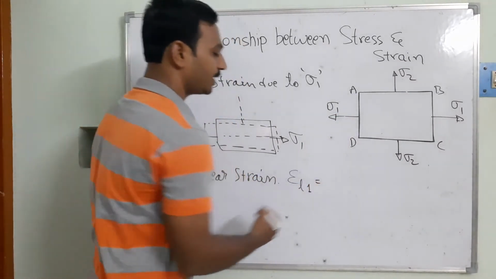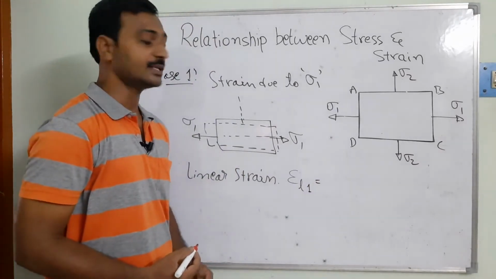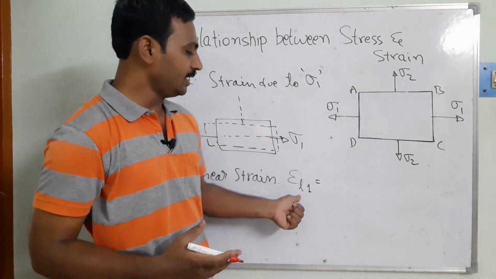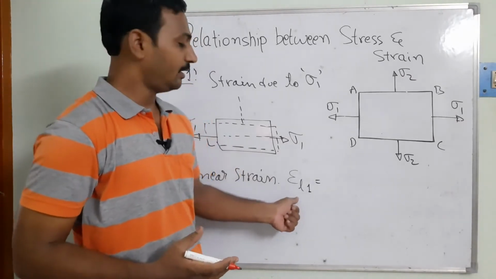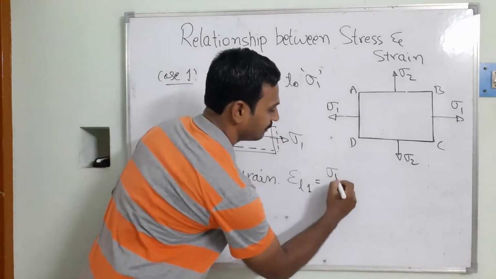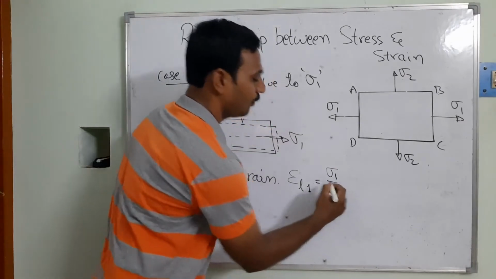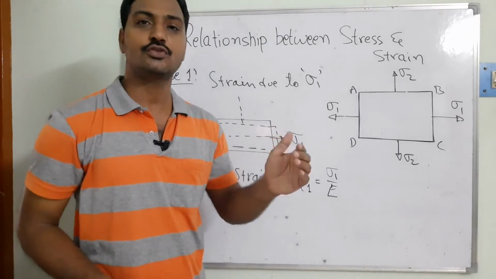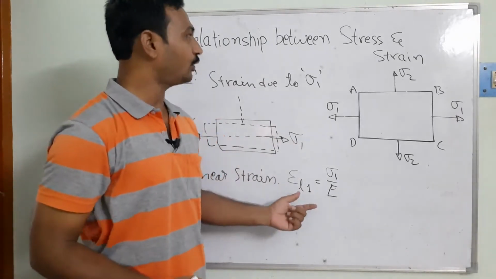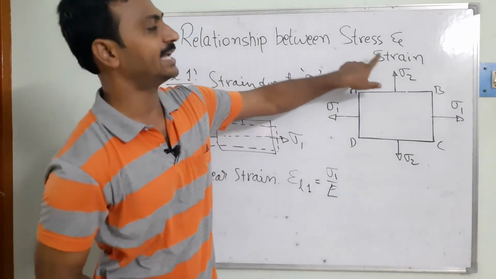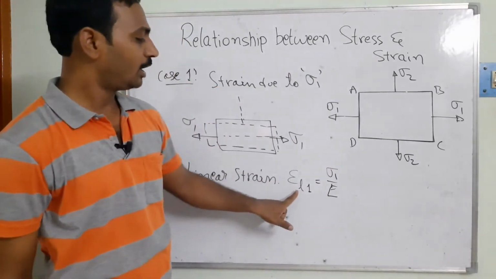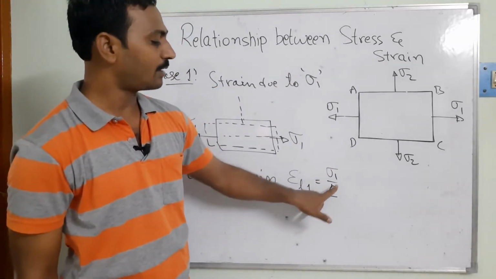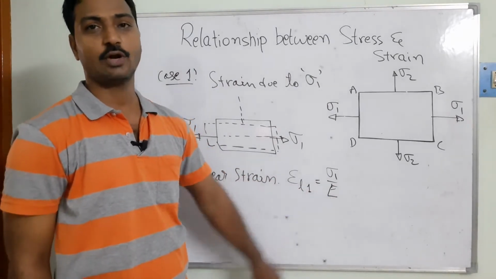What is the formula we have? Using Young's modulus and the stress, we write the strain equation: sigma 1 by E. We are not writing it in terms of the change in dimensions to the original dimensions. Now we have to develop the relationship between stress and strain. So the strain in the longitudinal direction is equal to sigma 1 by E, where E is Young's modulus.